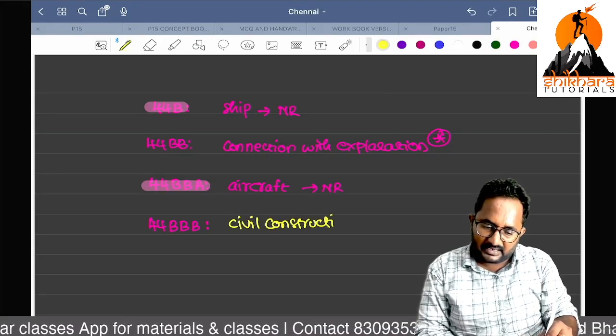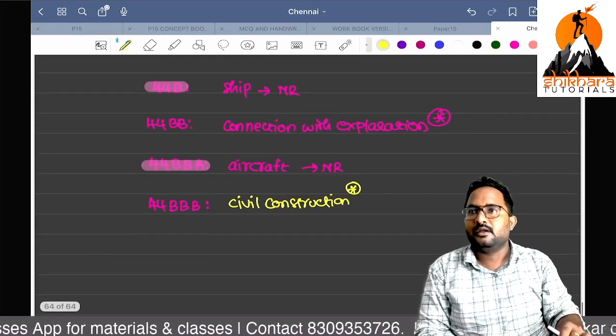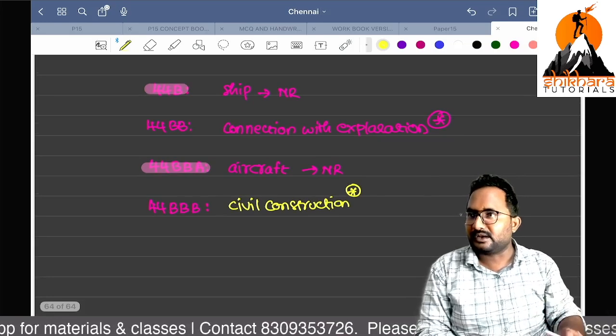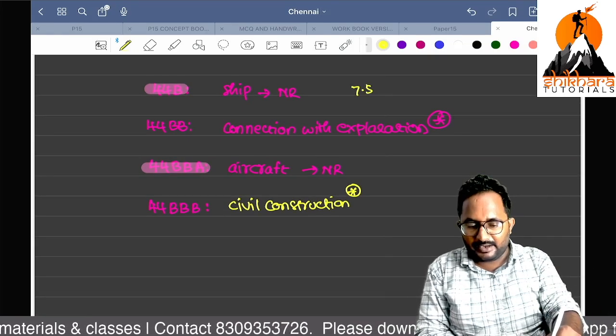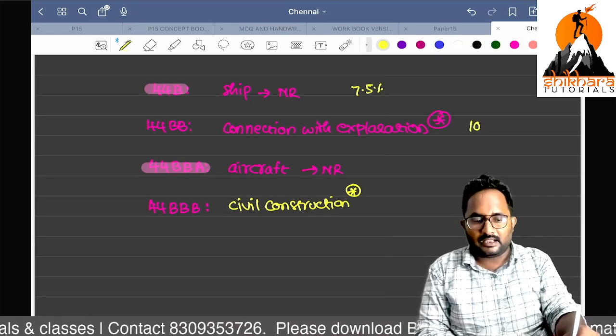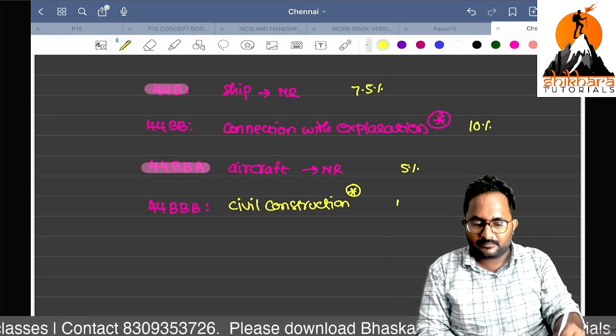So now we can say it is a special point only. What is the reason? We can declare lower than the presumptive income also. What are the rates? 7.5%, 10%, 5%. So now we can discuss the last exam question.